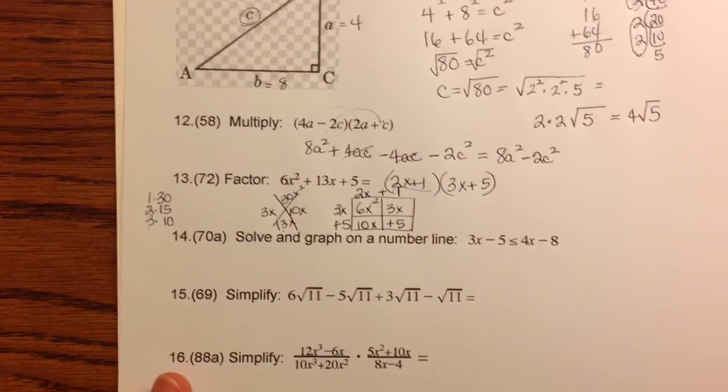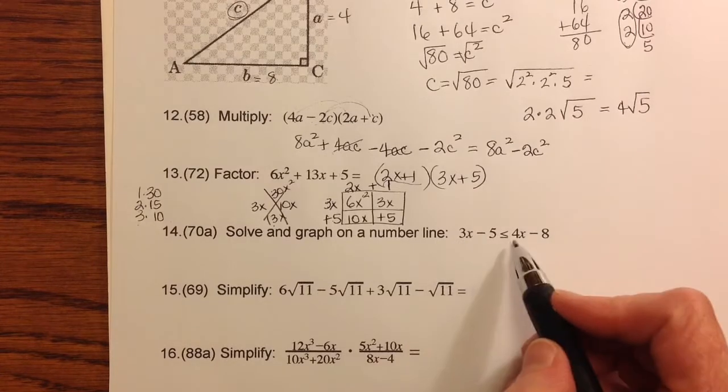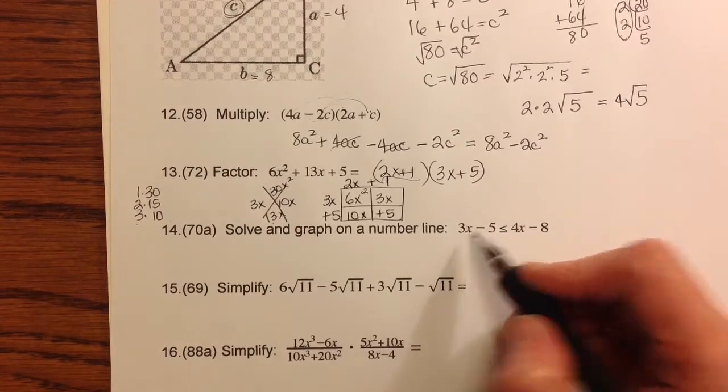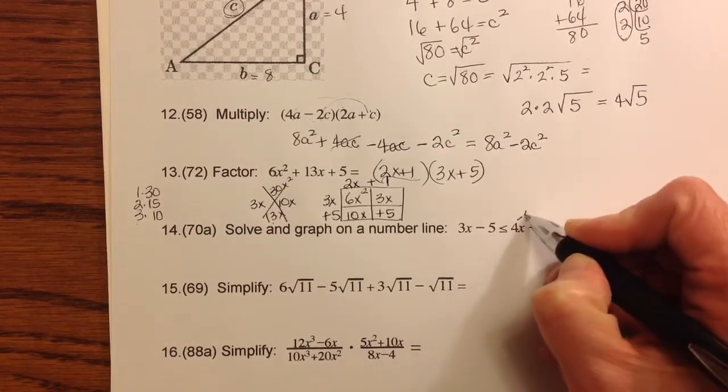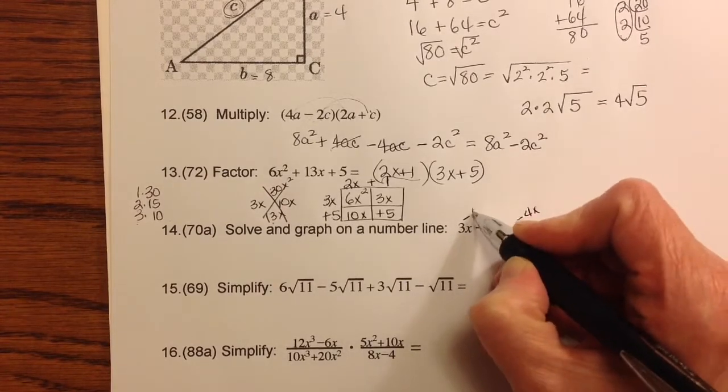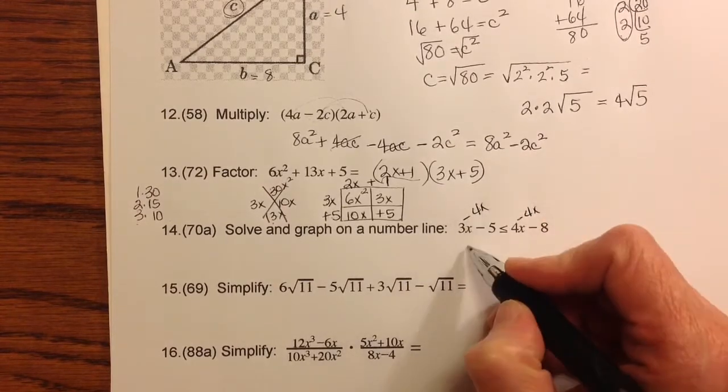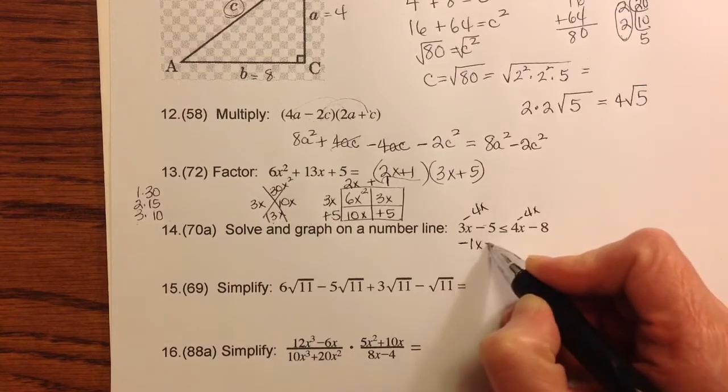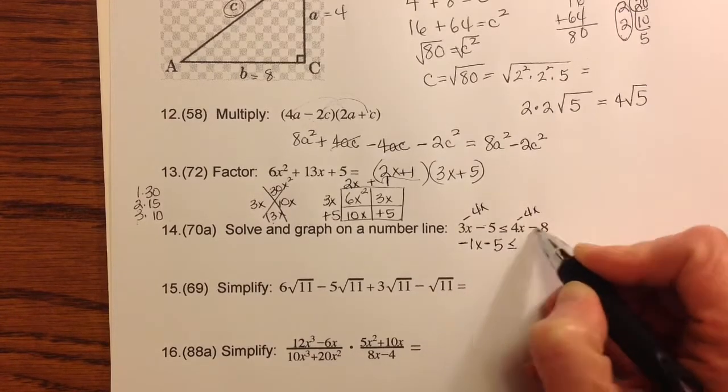Number 14, let's solve and we'll graph this one. Now, you can move either variable. I like to move, even though it's going to make it negative, I'm still going to move the 4x. I like my x on the left, especially with an inequality. So I have negative 1x minus 5 is less than or equal to negative 8.